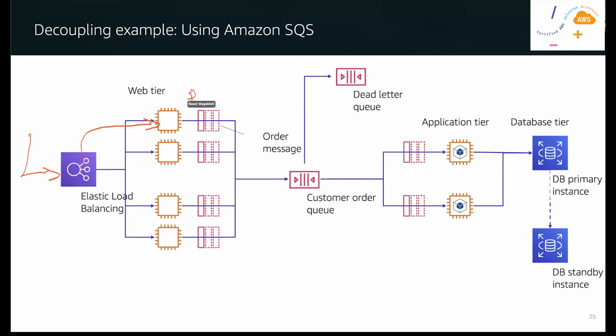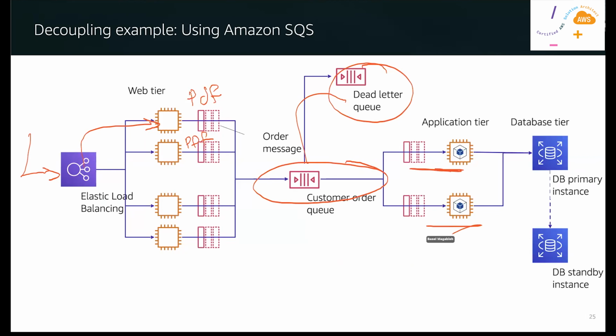Those PDF files will be placed on a queue, and that basically will put them all in SQS orders. Any unprocessed order will go to the dead letter queue, and all the orders that will be picked by the application tier will be deleted from the queue and processed by the application tier.